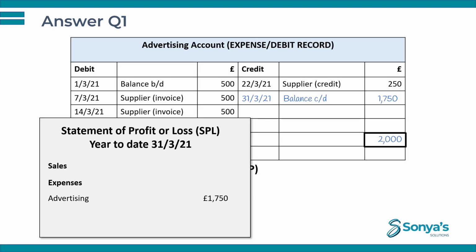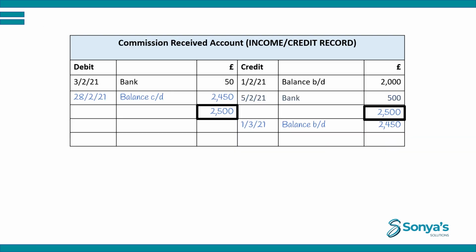The business can prepare a statement of profit or loss that covers any period of time. This one is telling us that so far this year, that's up to the 31st of March, £1,750 has been spent on advertising. So far, we've balanced an asset and expense account, which are both debit records. A credit record is balanced in exactly the same way.